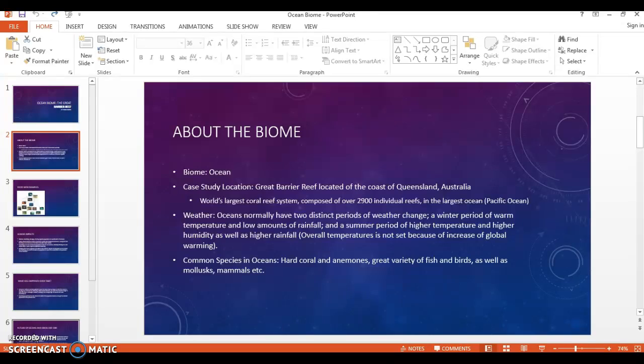So in the ocean biome, weather normally consists of two distinct periods, one being winter and one being summer. The winter period contains warm temperatures and low amounts of rainfall, while the summer temperatures are higher and have higher humidity as well as higher rainfall. And the overall temperatures are really not set because global warming increases as time goes by. So those water temperatures, those overall temperatures of the area, could increase or decrease depending on how global warming is. And some common species found in the ocean include coral, anemones, a great variety of fishes and birds, as well as mollusks, mammals, and other animals of that kind.